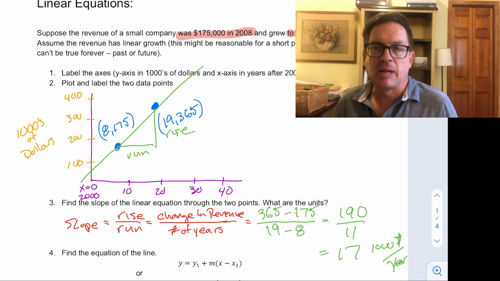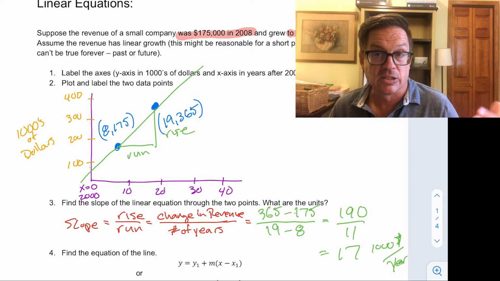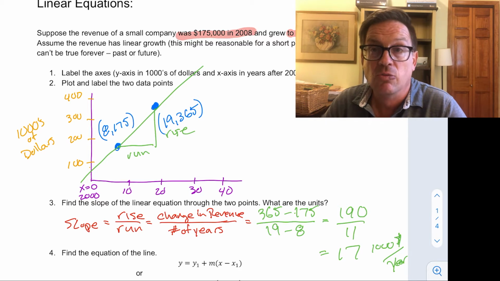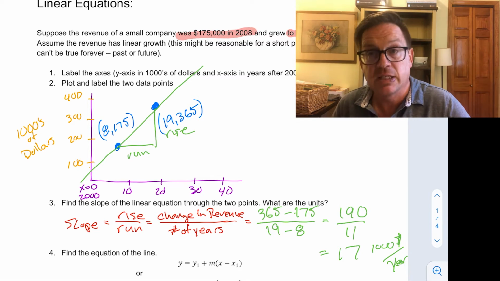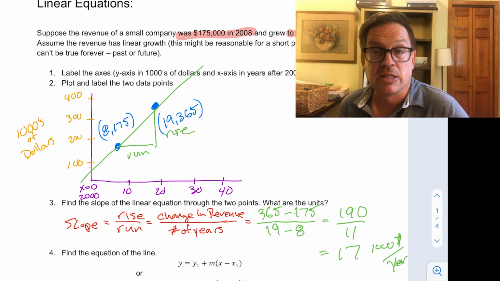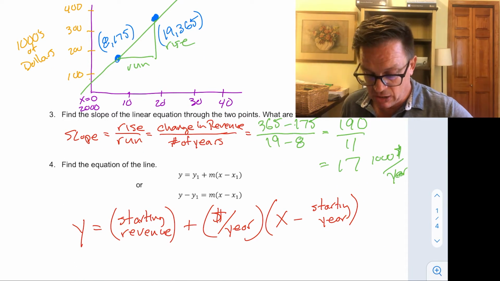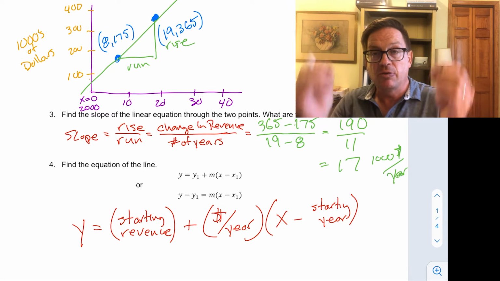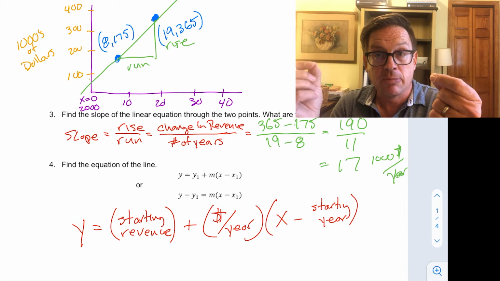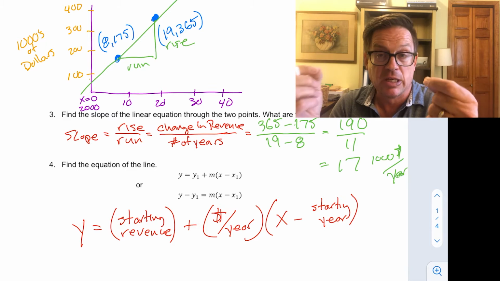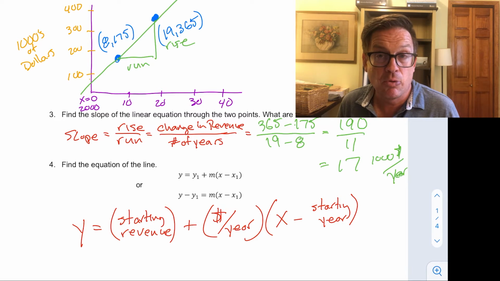There are some decimals there, but I'm not going to worry too much about that because these are just approximations like we've talked about in class. So we'll round to some nice, reasonable number. So basically, the revenue is going up by about $17,000 per year. So how do you find an equation for that? Well, you need to find, like we said in class, a starting point for your information. And you can use either point that you know.